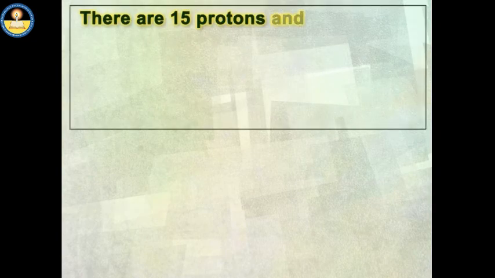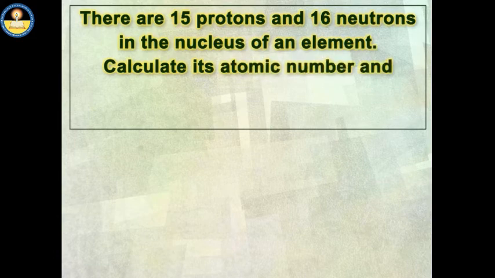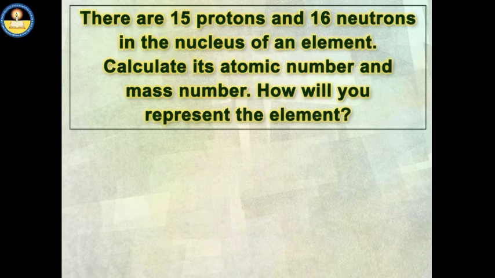Let's now discuss an example. There are 15 protons and 16 neutrons in the nucleus of an element. Calculate its atomic number and mass number. How will you represent the element? And now the solution.